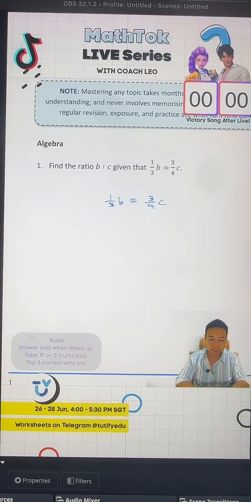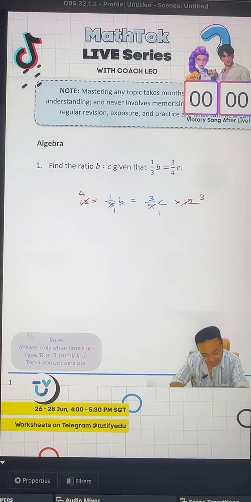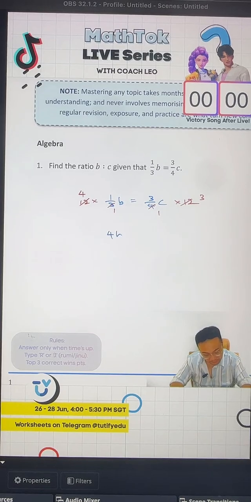So what we would like to do is, let's get rid of the denominator first. So what is the lowest common multiple between 3 and 4? That would be 12. So just imagine you multiply both sides by 12. Now if that's the case, then let's simplify it. 12 divided by 3 gives you 4. 12 divided by 4 gives you 3. So what do we have now? 4B equals 3C. There you go.